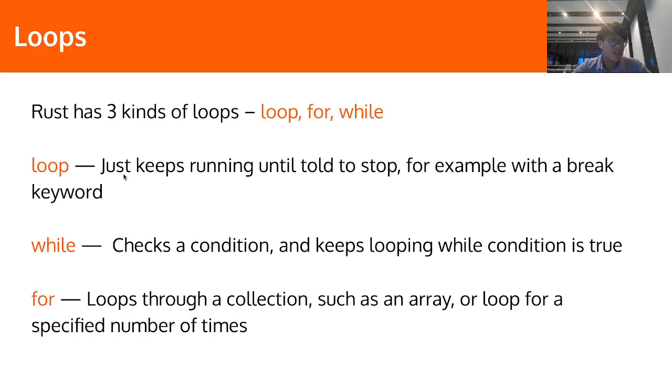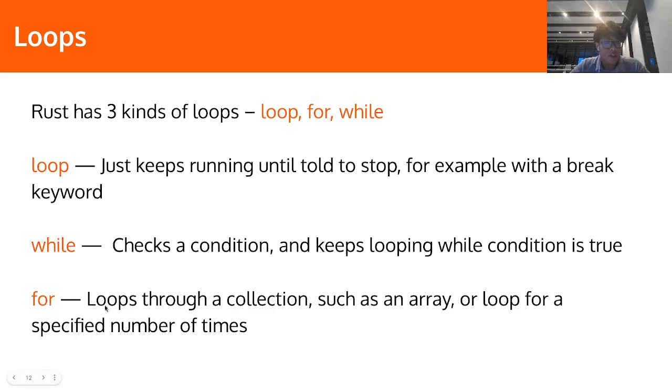So this is like some of the conditions in which the loop will stop. But the important thing is that the loop itself does not check any condition. It just keeps repeating the code in the body of the loop. The second kind is while, the while loop. This one checks a condition, and while the condition is true, it will keep looping.